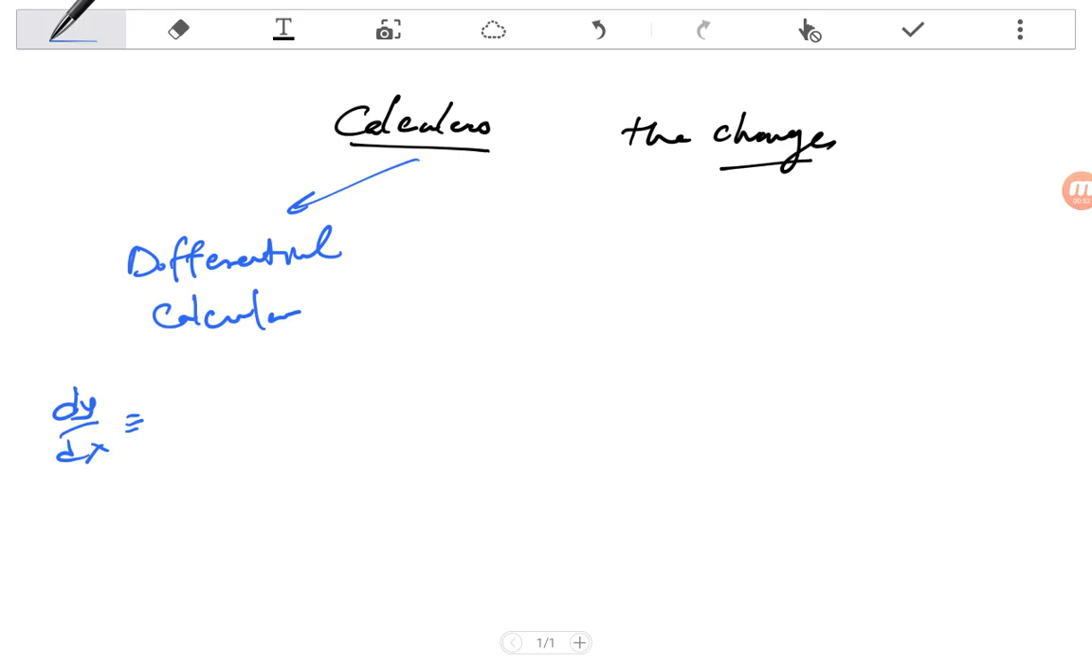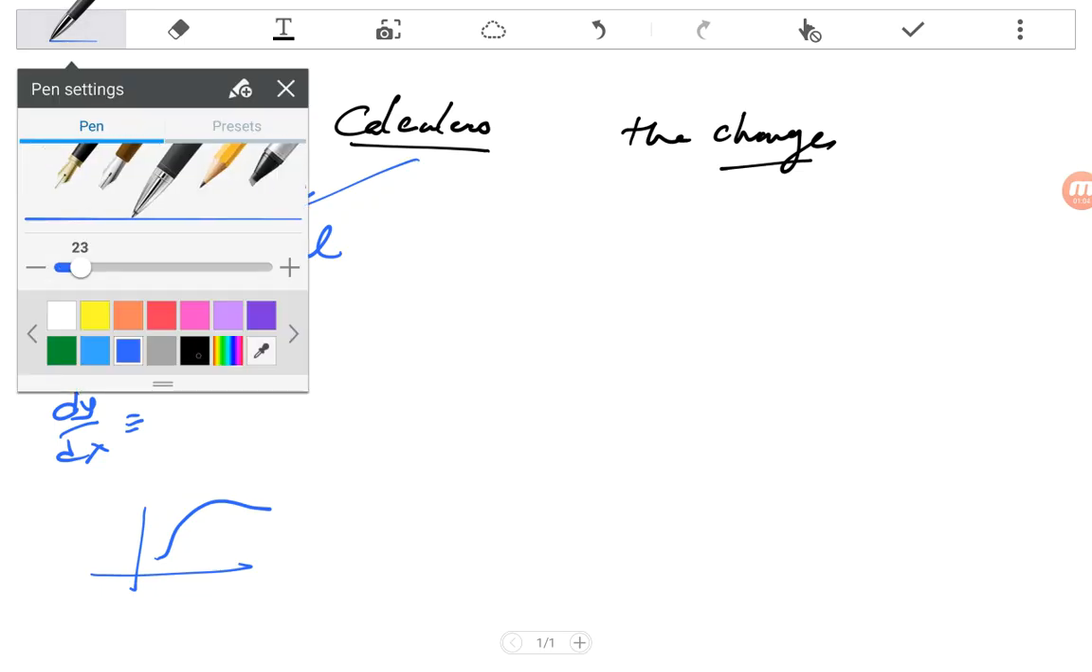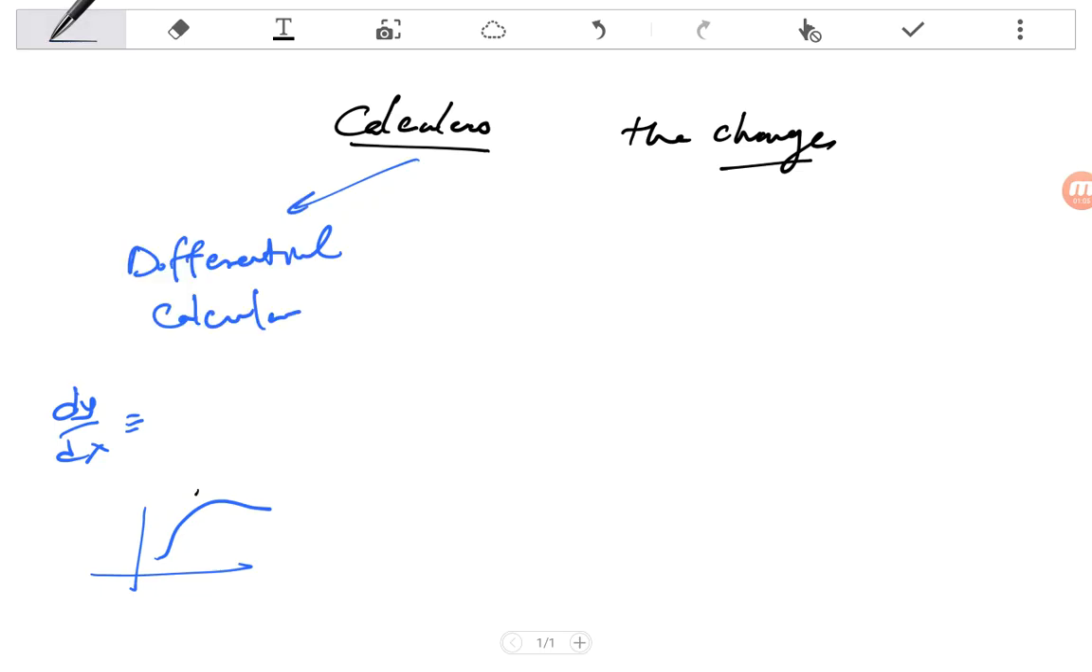It's the rate of... when I have a curve like this. So what is dy by dx? It is the slope of the tangent. Yes, the slope of the tangent. And what does the slope of the tangent mean for us? It means the rate of change. So it has a significant meaning for us, which is the rate of change.